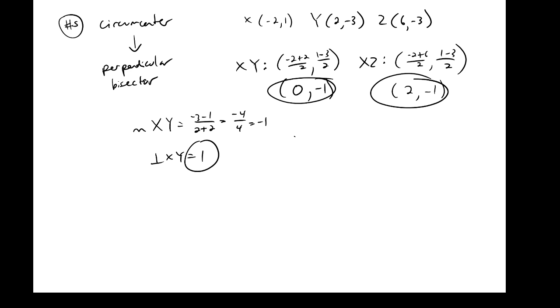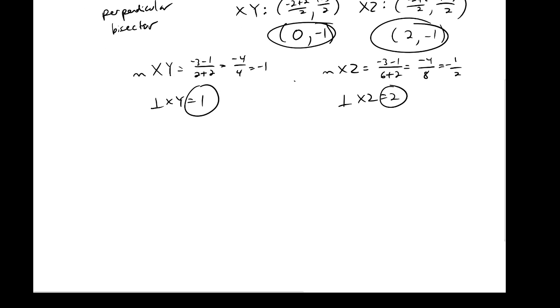So now we have our slope. We have a point and a slope, and we'll be able to assemble that equation through point-slope. Before we move on, let's go ahead and solve for the slope of xz. It's going to be -3 minus 1 over 6 minus -2, which is -4 over a positive 8, or -1/2. So the perpendicular to that is just going to be positive 2. Okay? Again, point-slope. Here we go. We have our point and our slope. So we're going to have y minus -1 is equal to 1 times the quantity x minus 0. Then we're going to have y minus -1 is equal to 2 times the quantity x minus 2.